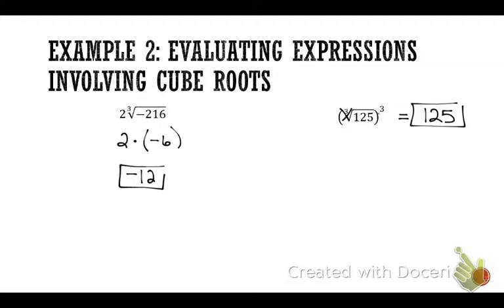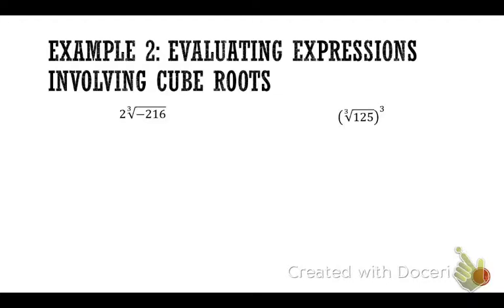If you don't recognize that, you would solve it. The cube root of 125 is 5, and 5 to the third power goes back to 125. Either way, you're going to get the right answer. It's just that the first way, if you recognize the inverses, will save you some work.